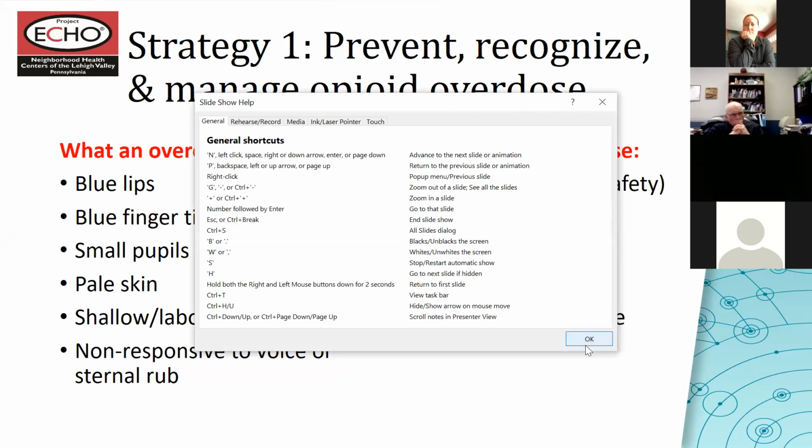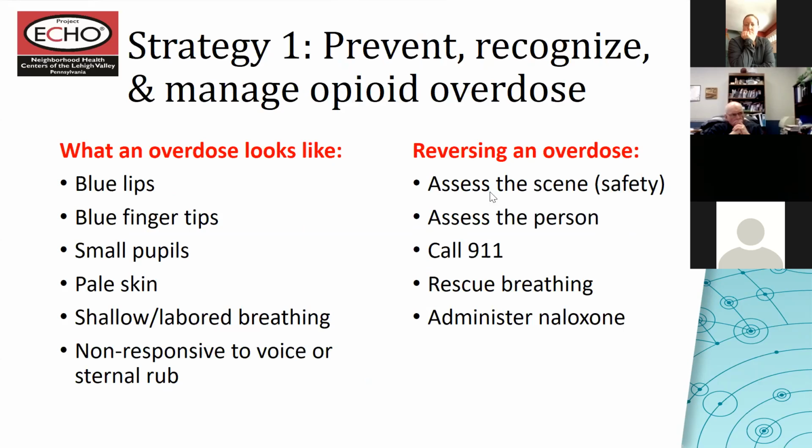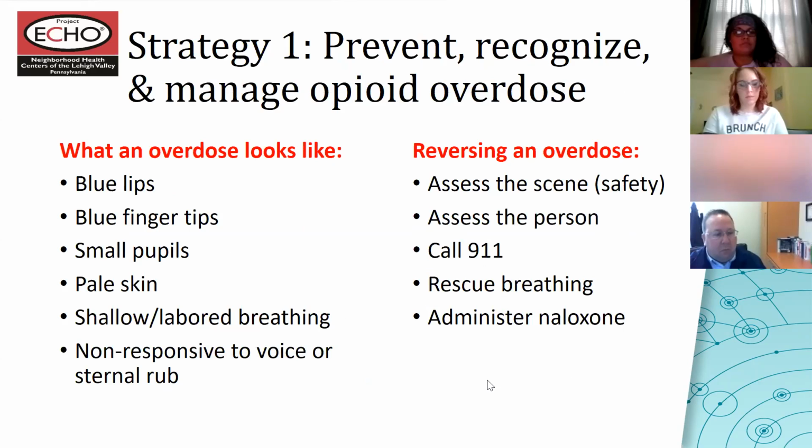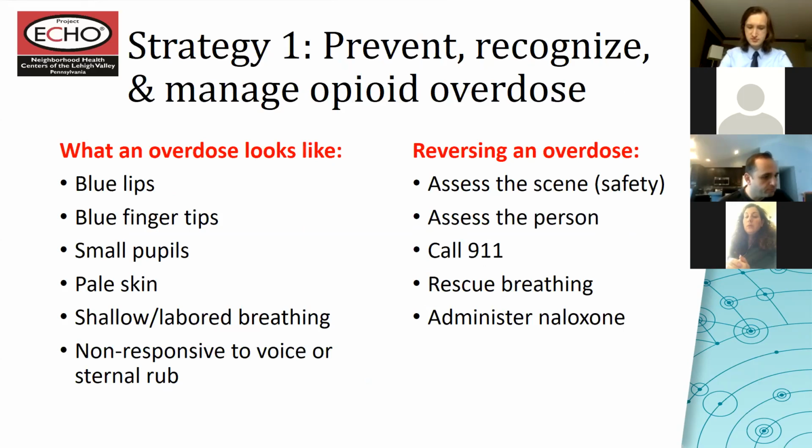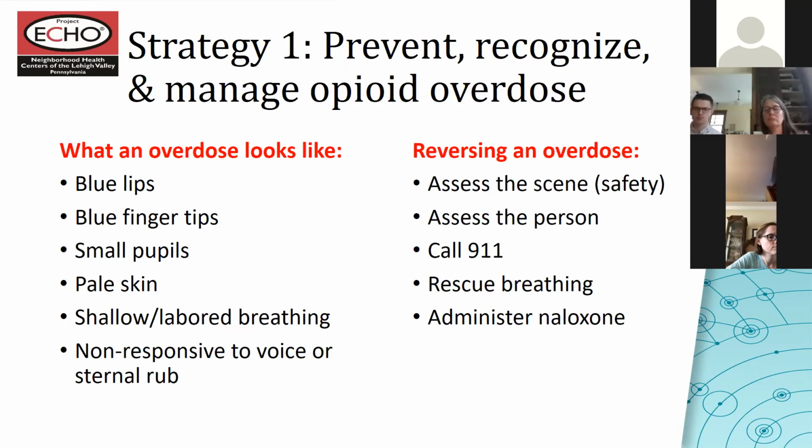Okay. I think that our group here, we're pretty well versed in some of these things, but we can just look really quickly. An overdose is when somebody's not breathing, small pupils, blue lips, blue fingertips, not responsive. Make sure the scene's safe, call 911, do your rescue breathing, give naloxone, right? Yep.